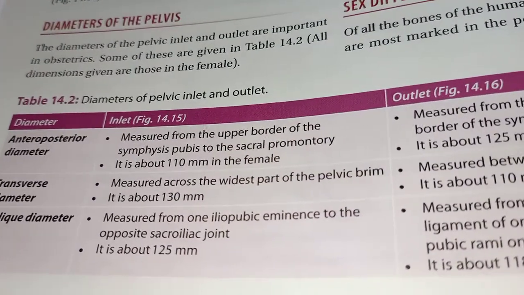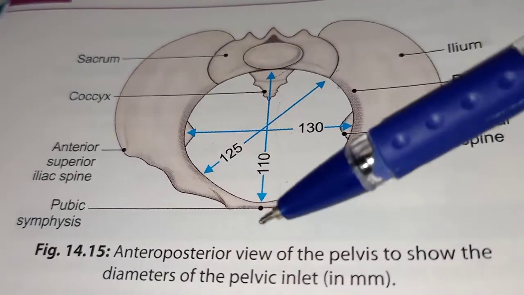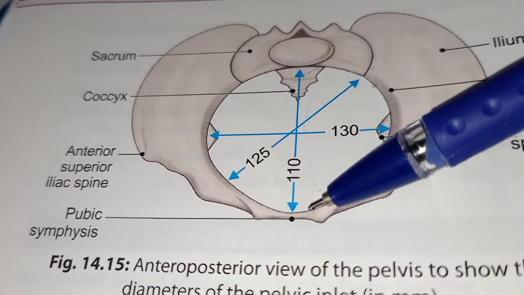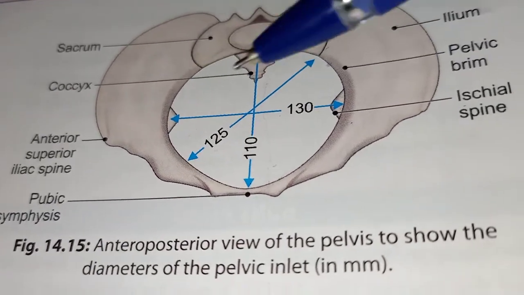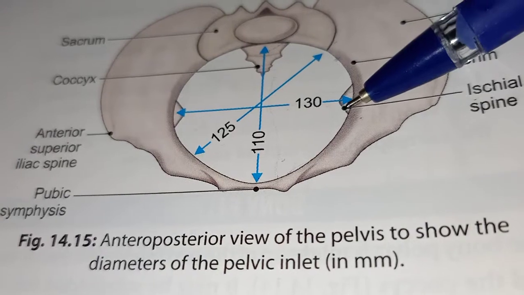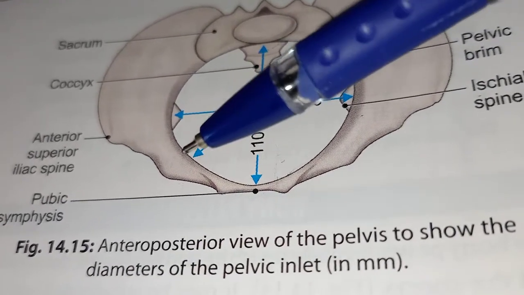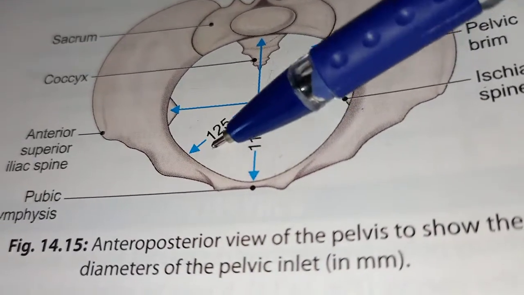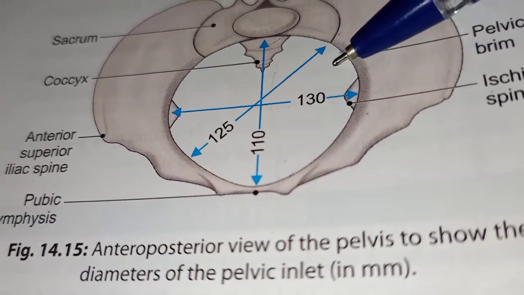The anteroposterior diameter from the upper border of the pubic symphysis to the upper border of the sacral promontory is 110 mm. The transverse diameter is between the two ischial spines, it is 130 mm. And the oblique diameter is between the iliopubic eminence of one side to the SI joint of the opposite side. So this is 125 mm.